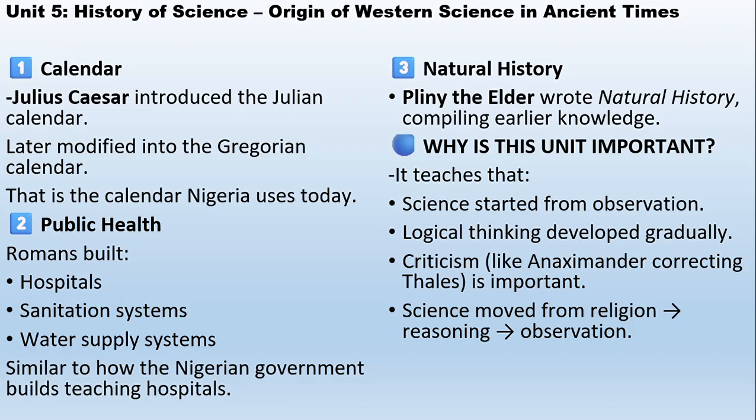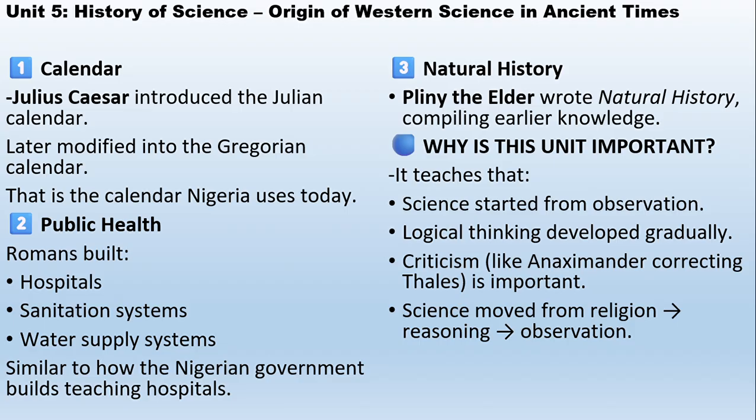Then criticism, like Anaximander correcting tales, is important. Under science, it's important to have critics. Let me put it that way. It's normal for them to condemn what you are giving out. It's normal for them to say, this is not correct because the evidence you are giving is not clear. And at the same time, if your evidence is clear, you are going to accept it.